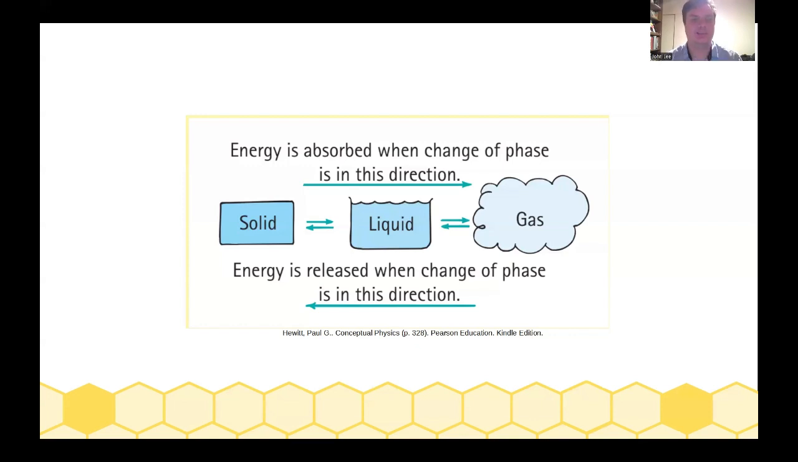This is because a solid has stronger chemical bonds holding the molecules together than a liquid does, and a liquid has stronger chemical bonds holding it together than a gas does. In order to break those bonds, you must introduce energy into the system. If you release energy, then there's going to be less kinetic energy, which means that the gas will coalesce into a liquid or the liquid will coalesce into a solid.